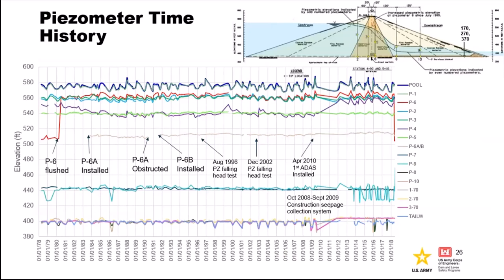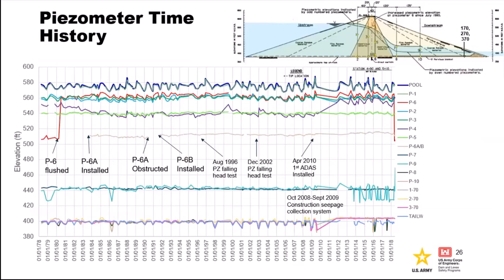As part of this piezometer flushing effort, P6 began exhibiting anomalous behavior, as I pointed out on the time history plot. And the water levels increased over 50 feet and remained responsive to pool fluctuations. This was worrisome. This at the time suggested that the embankment or the foundation may have been damaged during the flushing efforts. On the time history plot, P6 is shown in red. And you can see the 50-foot jump when it was flushed.